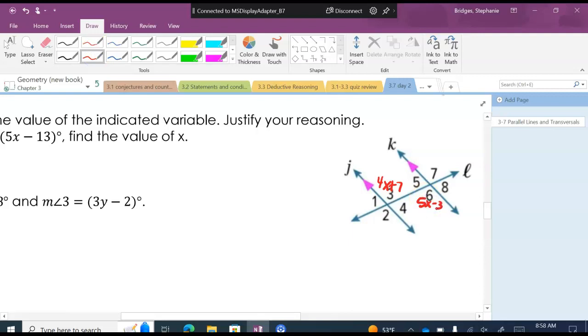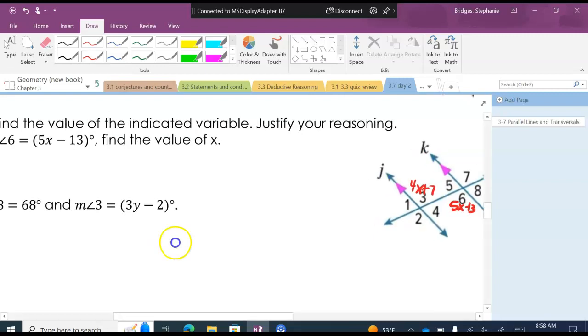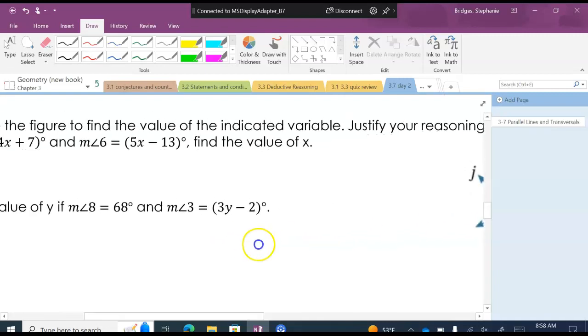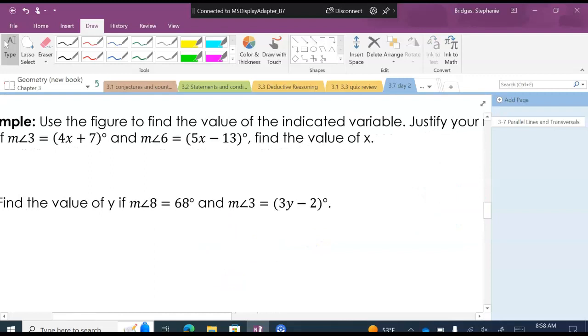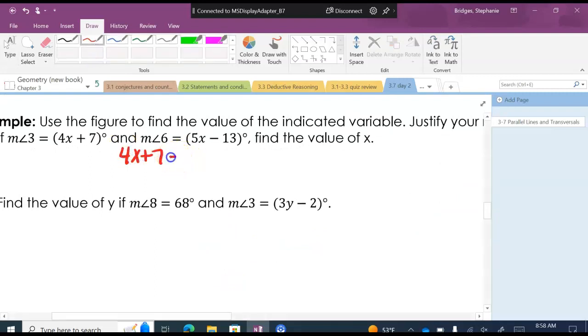So let me ask you this first. What kind of angles are 3 and 6? Alternate interior. And what do we know about alternate interior angles? They're congruent. So if I wanted to solve for x, what would I do to those two things? Set them equal to each other. So I'm going to say 4x plus 7 is going to equal 5x minus 13. So take a minute and solve that for x.